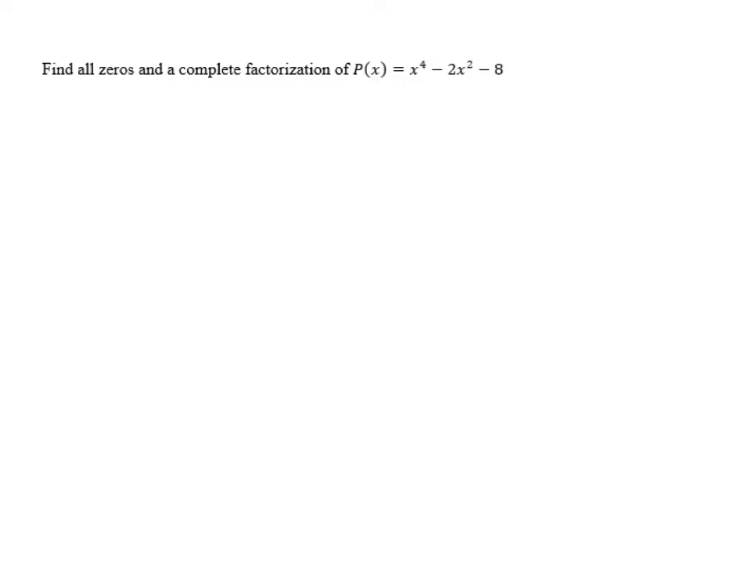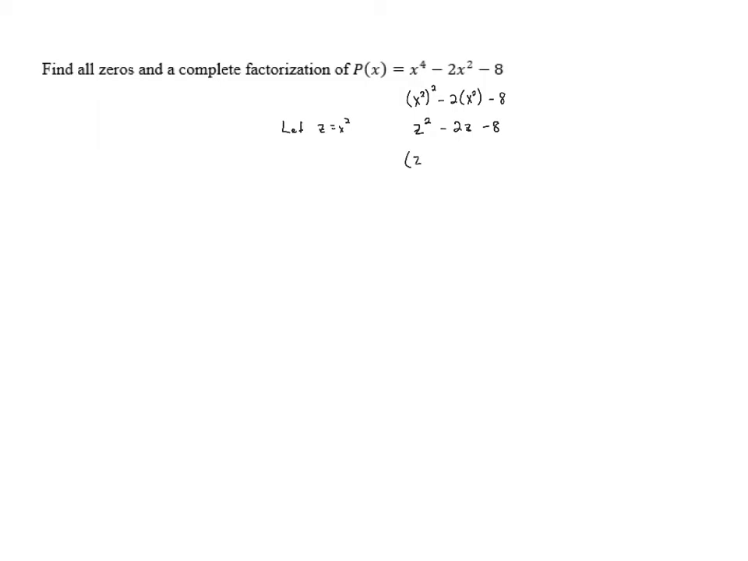Find all zeros in a complete factorization of p of x equals x to the fourth minus 2x squared minus 8. This is in quadratic form. We can actually rewrite this as x squared squared minus 2x squared minus 8. And if we make the substitution, let z equals x squared, we end up with z squared minus 2z minus 8, which can be factored.